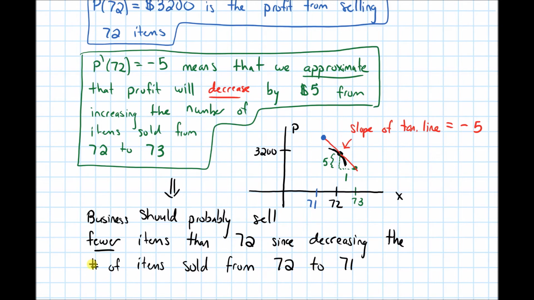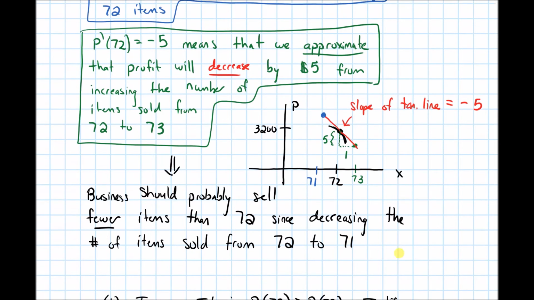So if we decrease the number of items sold by 1, from 72 to 71, we drop it by 1 item, this would approximately increase the profit by $5. So those are sort of the two sides of this tangent line. Because it's trending downwards with a slope of -5, increasing x would decrease the profit, but decreasing x would increase the profit. At least that's what we approximate based off of our tangent line.